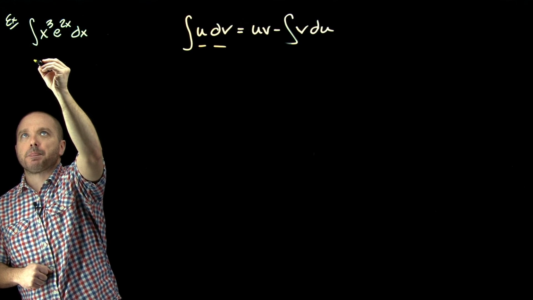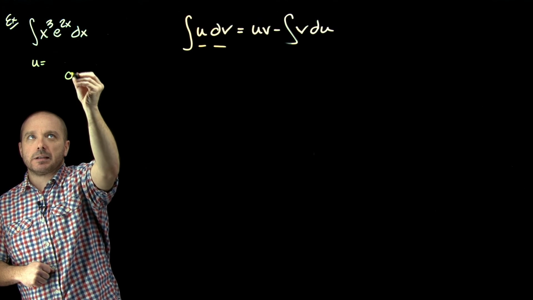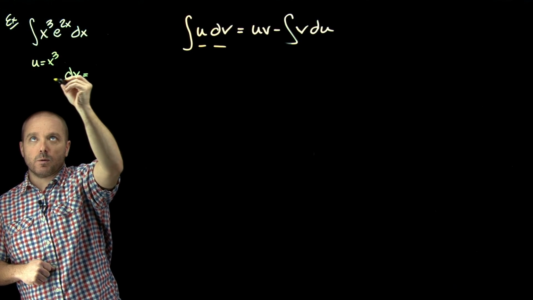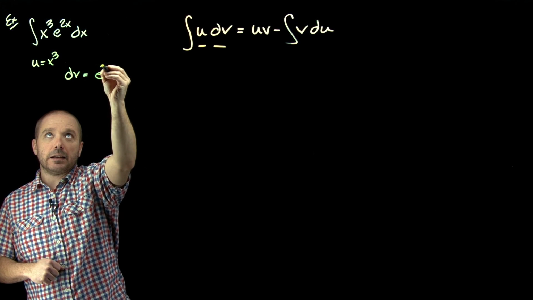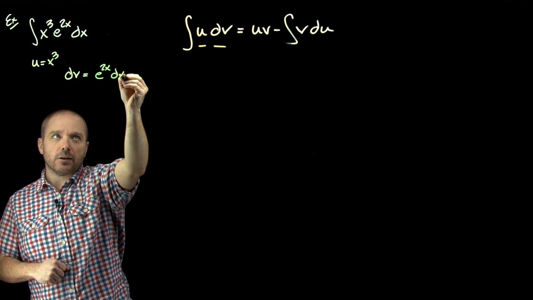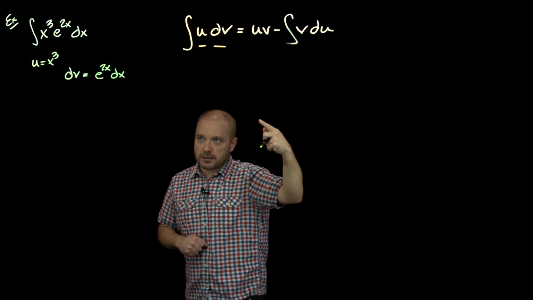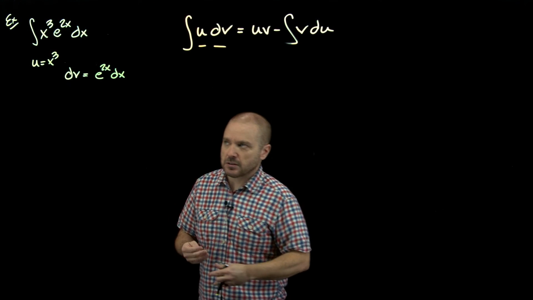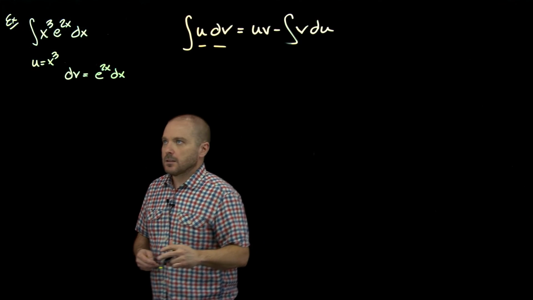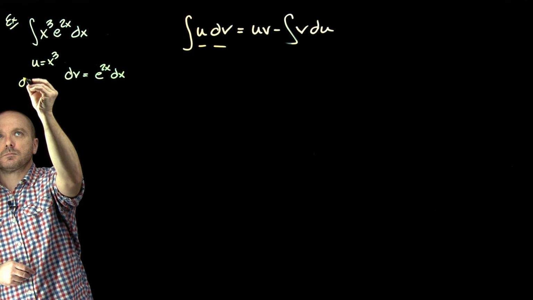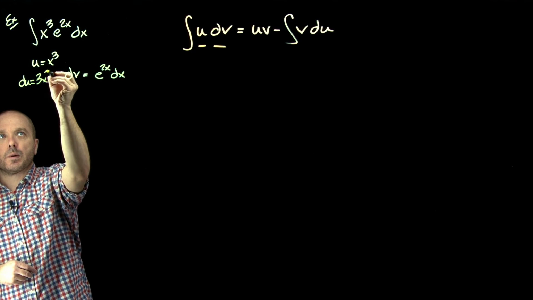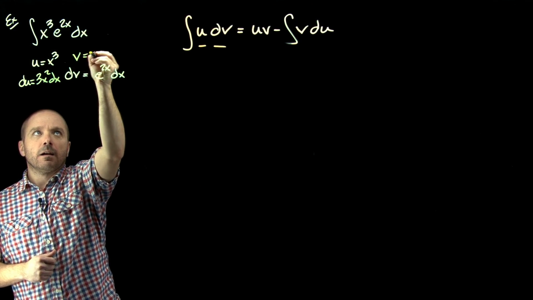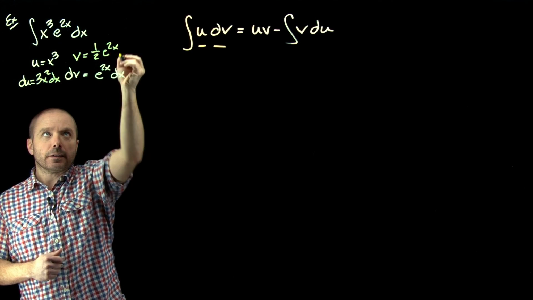When we're thinking about what should be our u and what should be our dv, x cubed would be nice for u because the du will be a degree less. And e to the 2x is nice as dv because when I integrate that, although I'll pick up a constant, I won't make this expression any more complicated. I won't introduce other functions, just a constant multiple. So du is 3x squared dx, and v is 1/2 e to the 2x.